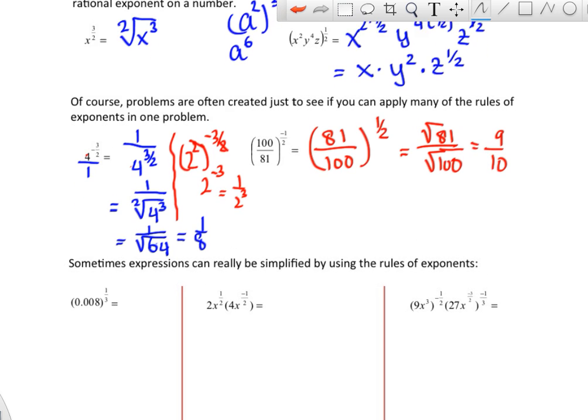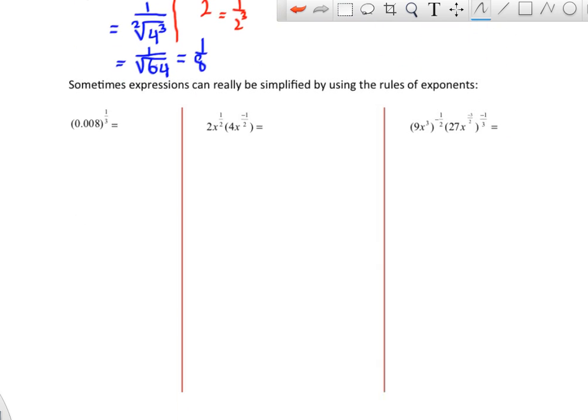Okay, a couple more of those. We'll see what else we can do. So what about this? Well, that's a decimal. Yeah, but decimals can be written in fraction notation. And then 1 over 3 means that you take the third root of 8 to the first, which is just the third root of 8.